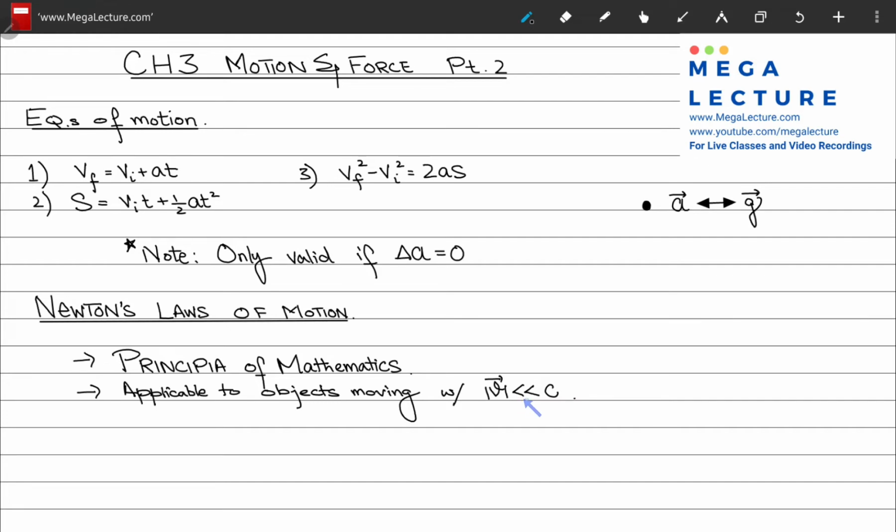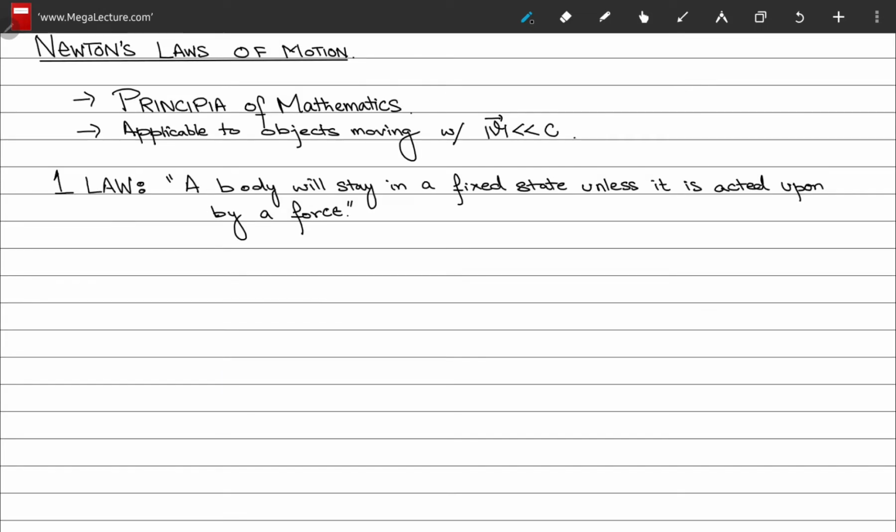However, when do we really encounter speeds that are close to the speed of light in our everyday life? We don't really do that. We don't really see objects moving that fast in our daily life. So for most of our daily work and daily use, Newton's laws of motion are enough, right? And now let's discuss these laws. So we'll start with the first law of motion.